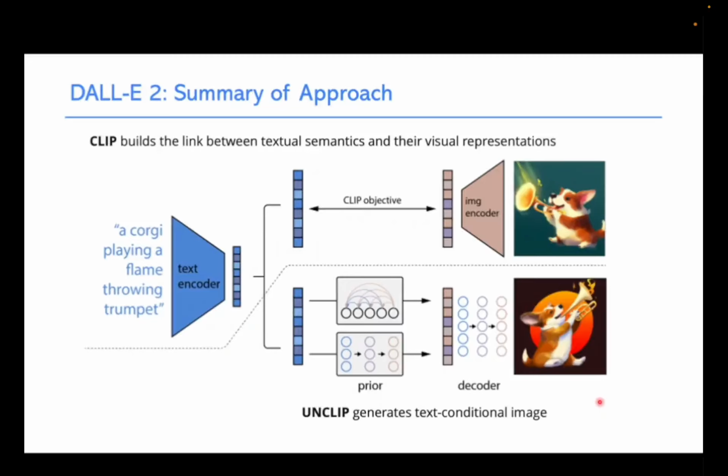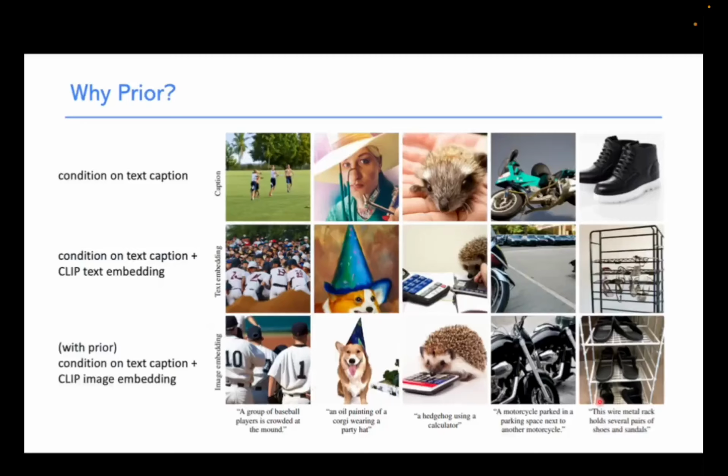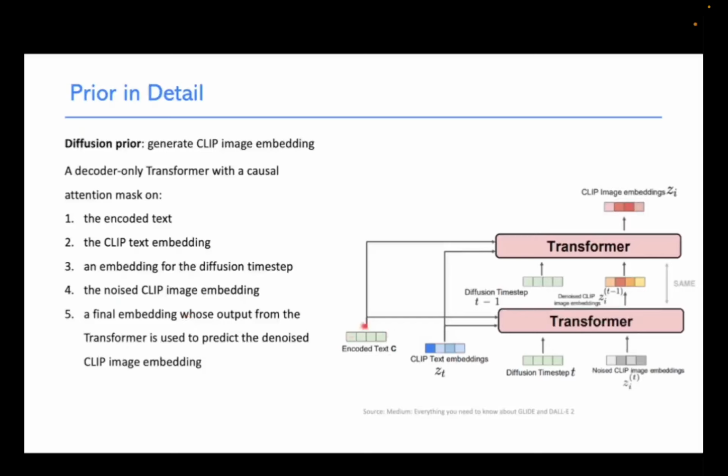Yeah, I have also read the paper. In some part, it mentions that it will put the caption and the text embedding both into the model. I didn't find it, this prior part. You see, we also condition on text caption and clip text embedding, and the caption should be the encoded caption we mentioned here, which is the encoded text.